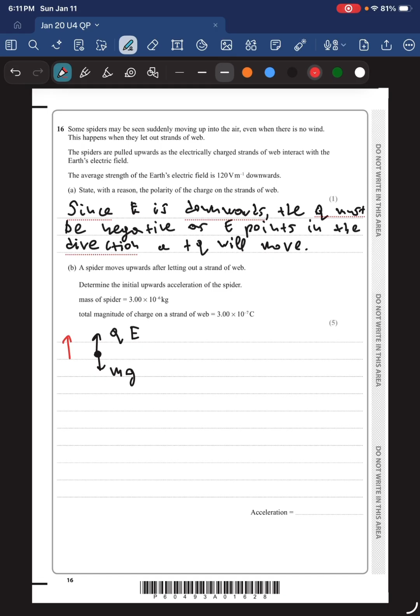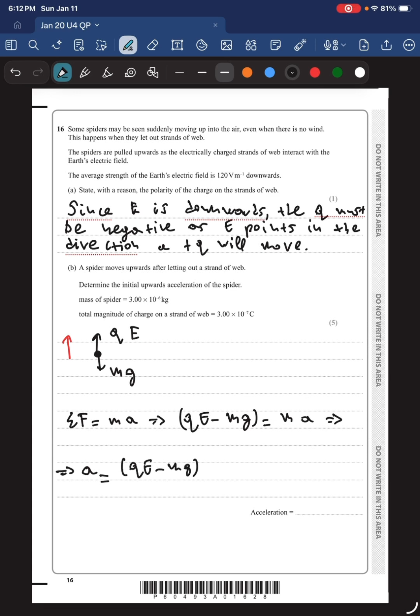So the equation that puts everything together, we have sigma F equals ma, with a pointing upwards, which means that we can take QE to be positive. So QE minus mg equals ma, or a is (QE minus mg) over m.